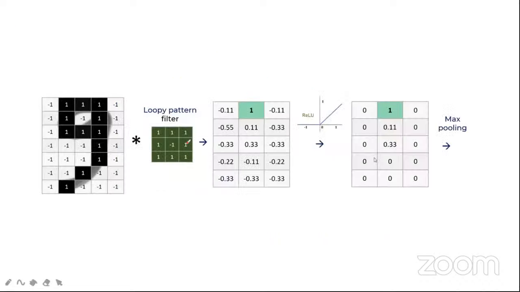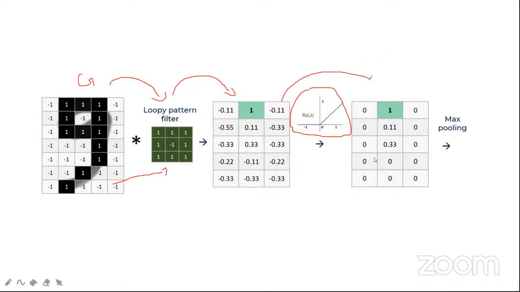Here you can see I am taking the loopy pattern and one general image. I am multiplying the image with the loopy pattern, and I get this output result. This output has both positive and negative values, so I am going to apply the ReLU activation function. What is the use of the ReLU activation function? It tries to change our input data in a non-linear way. After that, I get this output result.